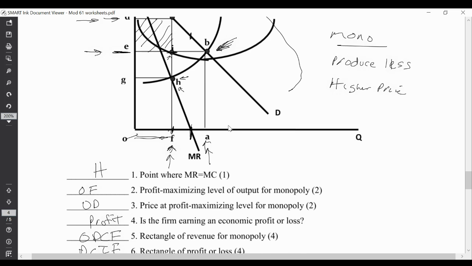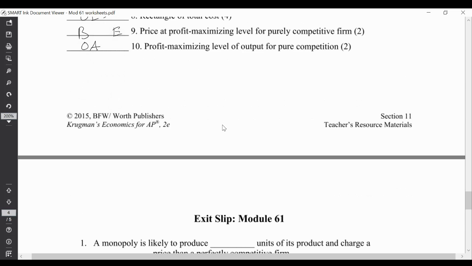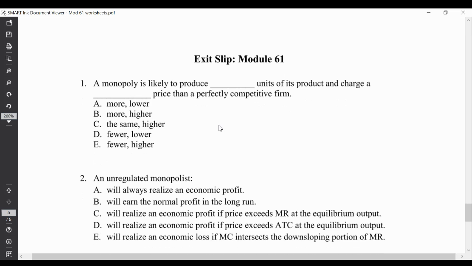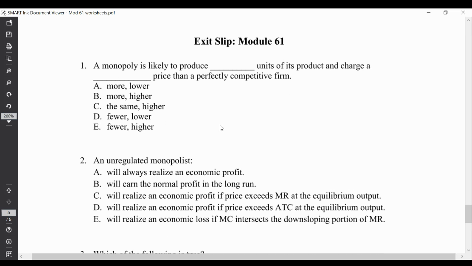Okay. So then that leads us to the exit slip for module 61. The exit slip says a monopoly is likely to produce blank units of its product and charge a blank price than a perfectly competitive market. So this answer would be E. A monopoly is likely to produce fewer units of its product and charge a higher price than the perfectly competitive market.